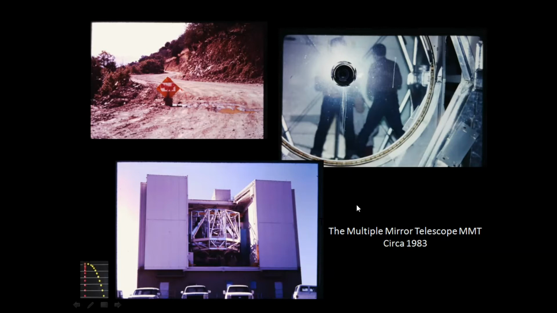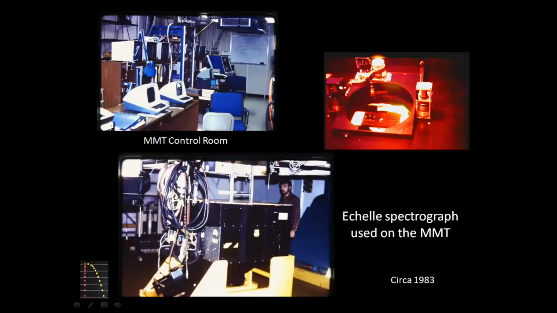This was what the control room looked like in 1983. I was responsible for this shell spectrograph, which weighed a couple of thousand pounds and got hoisted up with a forklift, literally, to the telescope and bolted on.